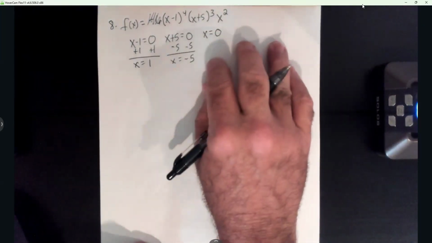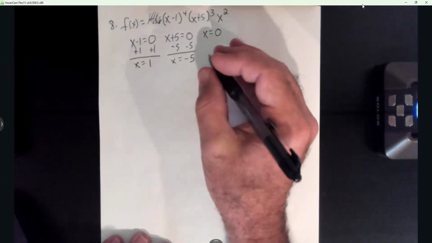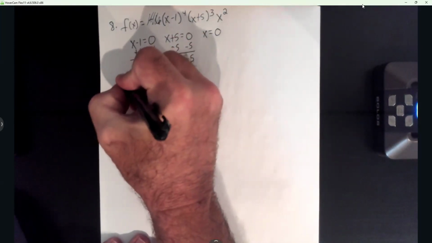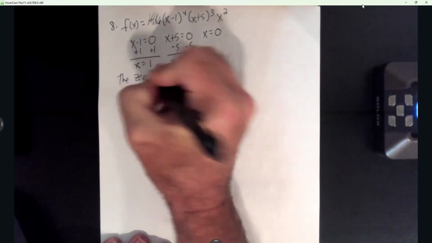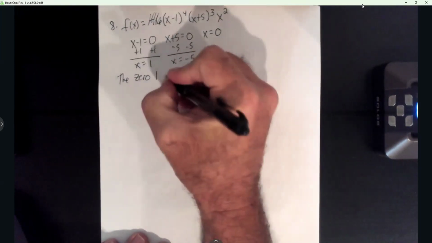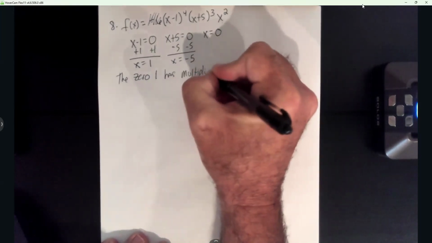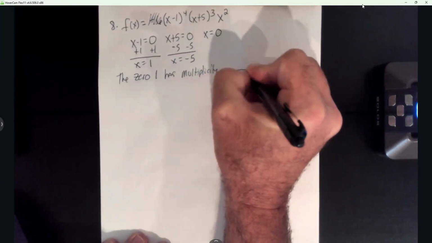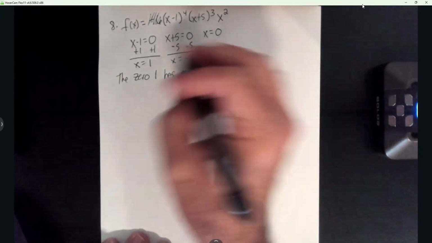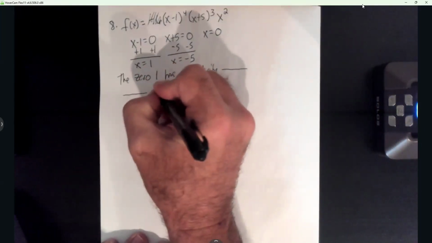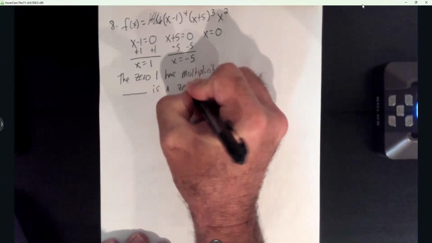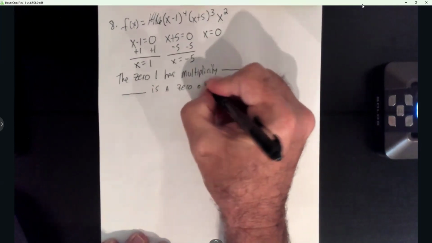All right, so let's see how they're doing this one. So this one has this kind of answer. The 0, 1 has multiplicity blank. Blank is a 0 of multiplicity 3.